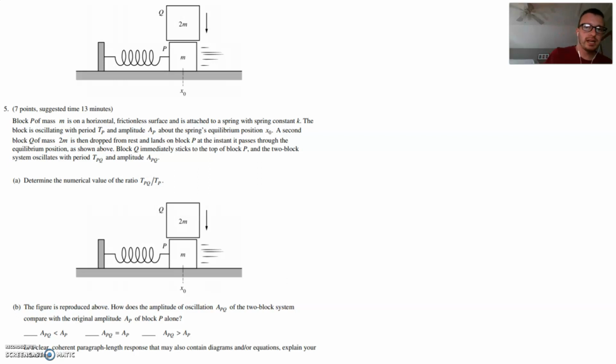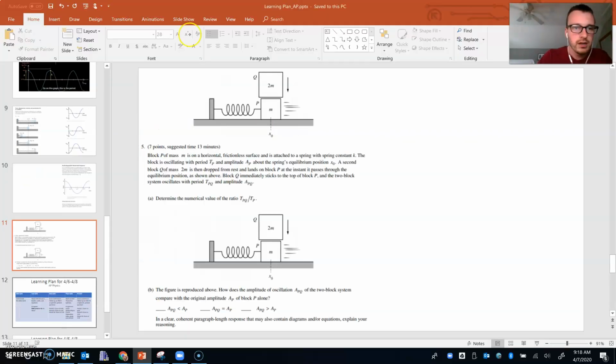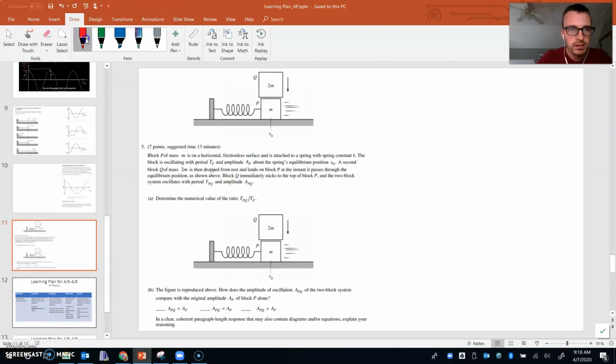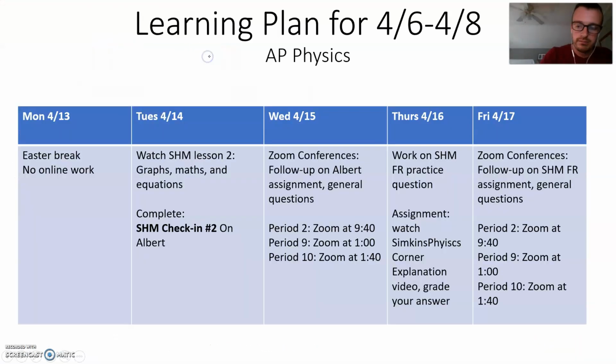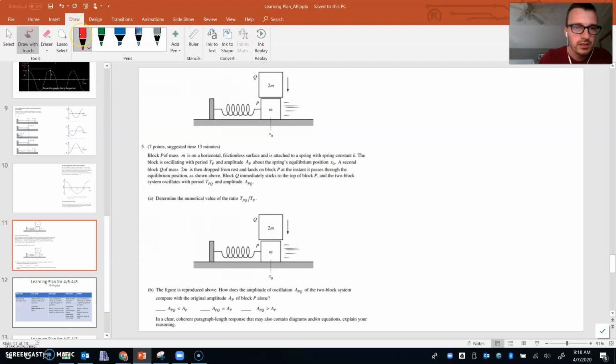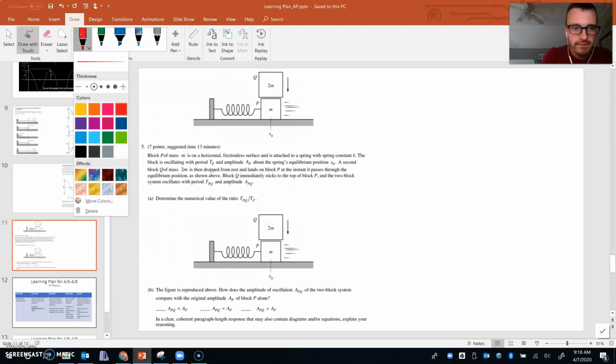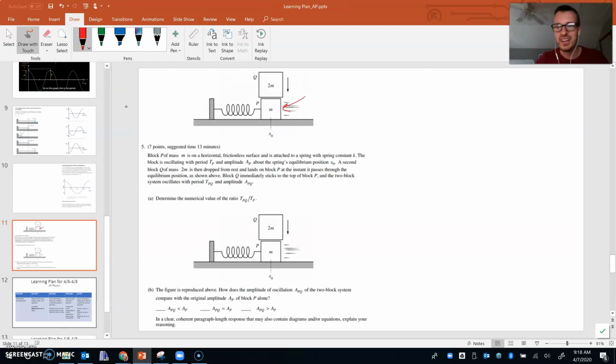Here we have a block P of mass m, that's this one right here. Oops, okay. Block of mass m right there. Let me get my draw on here. There we go. Let's try that one more time. And nope, still no. Doesn't like me. How about now? How do you like me now? There it goes. I'll just keep it right there.